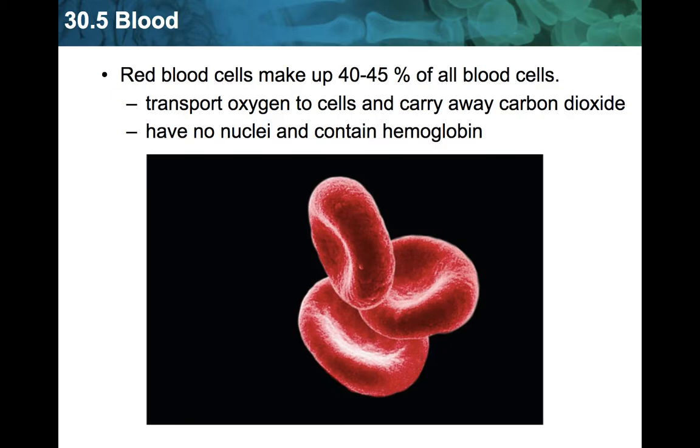All right, so red blood cells, like I said, they make up the majority of all of your blood cells, so 40 to 45%, almost half. They transport oxygen because of hemoglobin to cells and carry away carbon dioxide. They're one of the few cells that do not have any nuclei. Most cells have nuclei, right? But red blood cells do not have nuclei, and they contain hemoglobin, which is what oxygen will bind to.